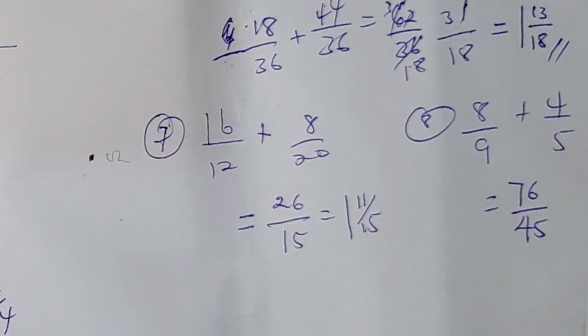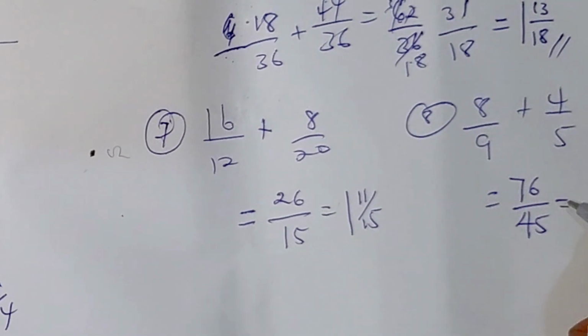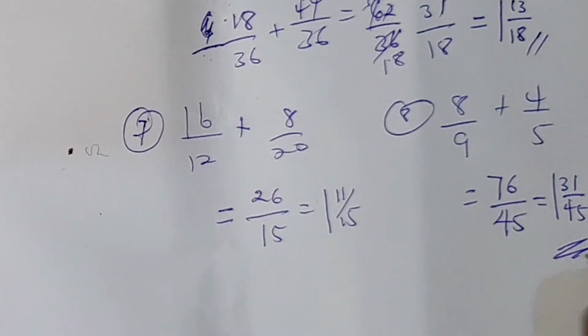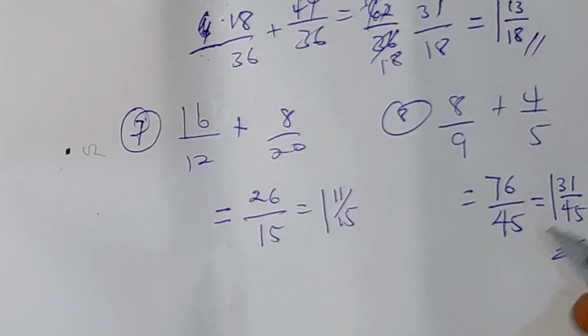You will not be able to simplify, so we need to change the answer to a mixed fraction. And if we change the answer to a mixed fraction, you're going to get one whole number, 31 over 45. That becomes the final answer. So you can leave the answer like this or like that. If you get any of these, then it means that you understand.